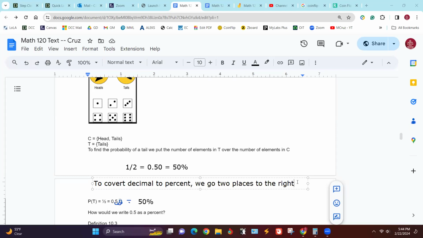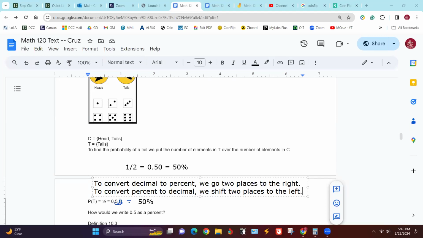Okay. To convert percent to decimal, we shift 2 places to the left. Okay.